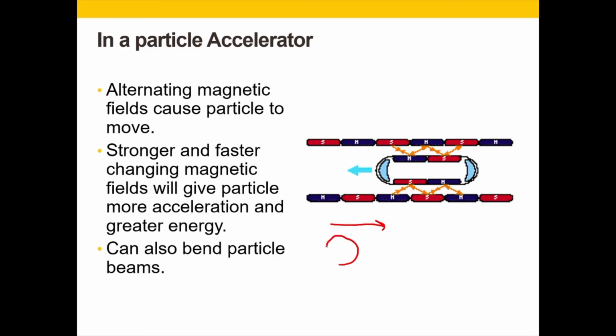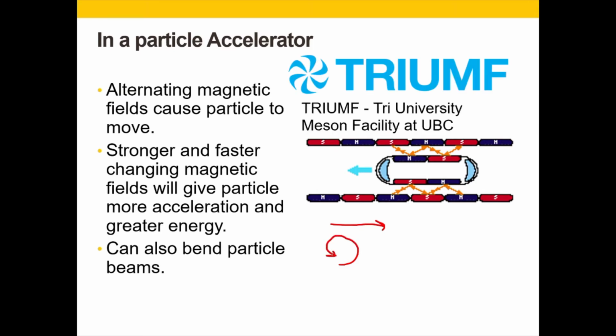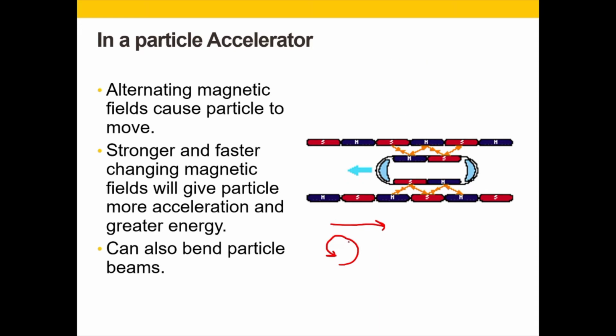So if you recall from our visit to Triumph last year, for those of you who came with us, the Triumph accelerator is built as a circle, so the magnetic fields in that accelerator would be designed so that the particle moves in a circle.